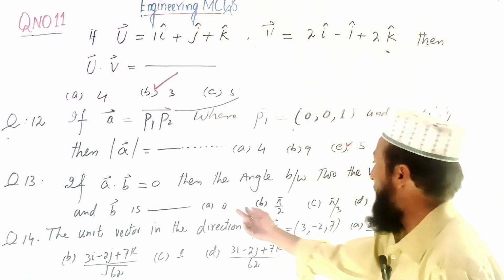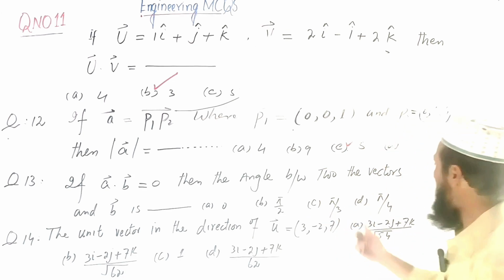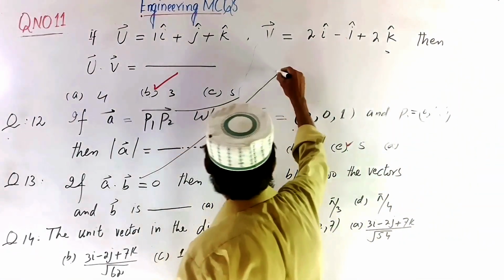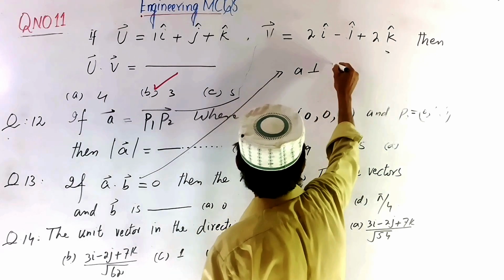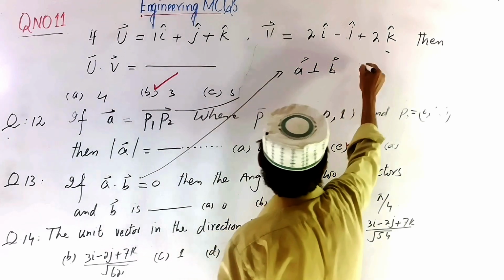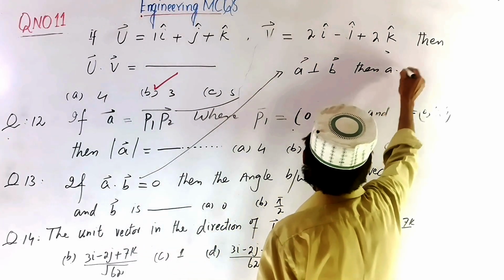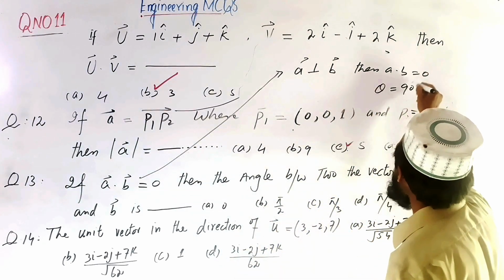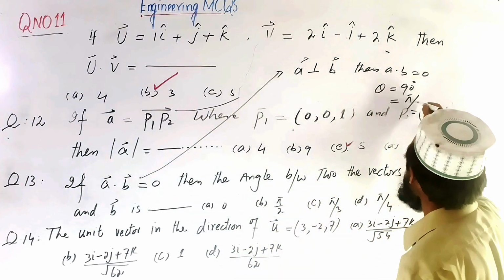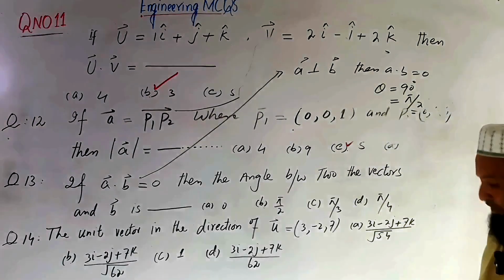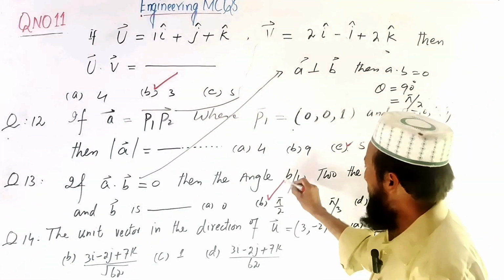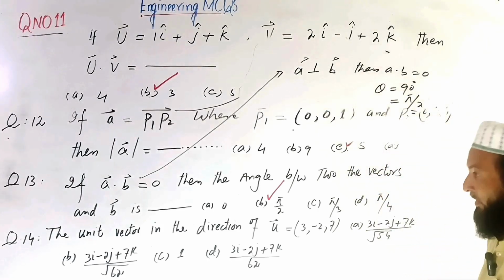So the answer is given as 0, pi by 2 in radians. It means that if A is perpendicular to B vector, then A dot B is equal to 0. It means theta will be equal to 90 degrees, and 90 degrees changed into radians is pi by 2. So here the correct answer is B.